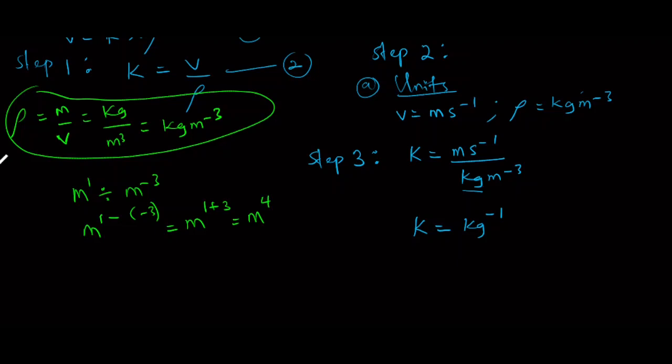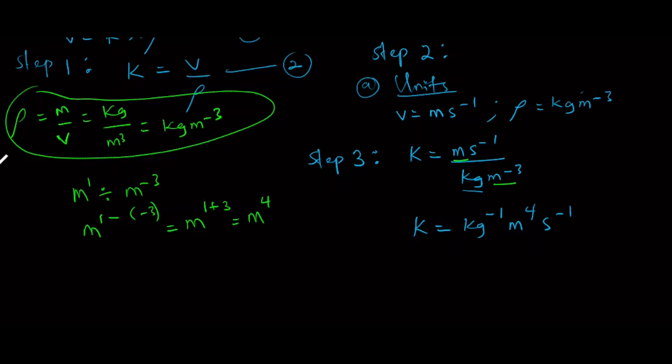So if I solve for the m that we have here, we are going to have m raised power 4. Then we have just one s, which is s raised power minus 1. So this constant, its unit is per kilogram, meter raised power 4, s raised power minus 1.